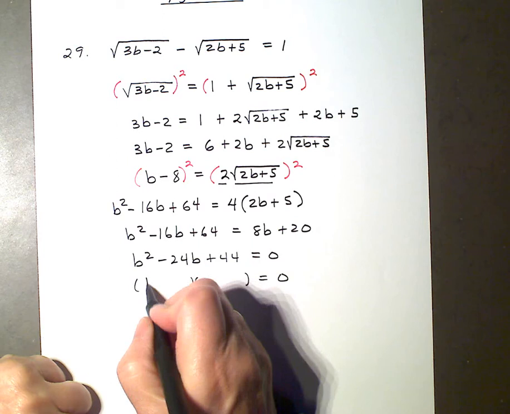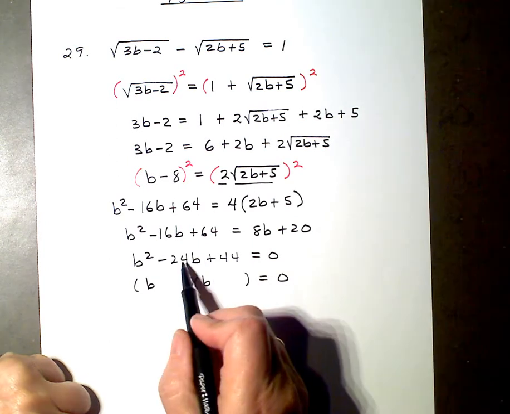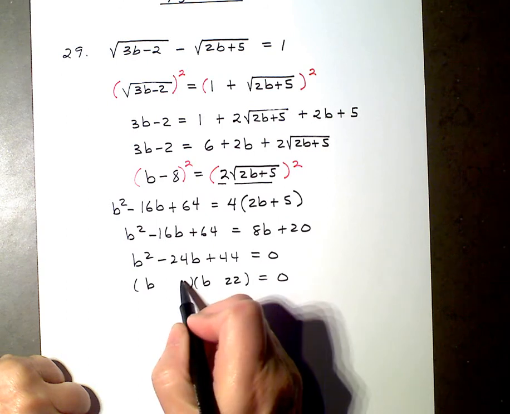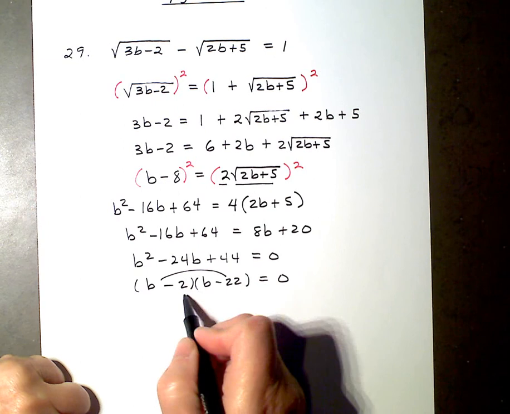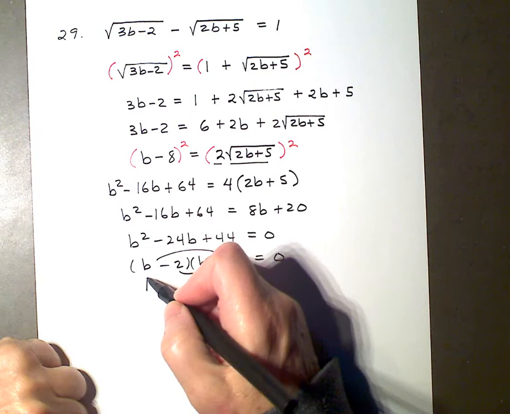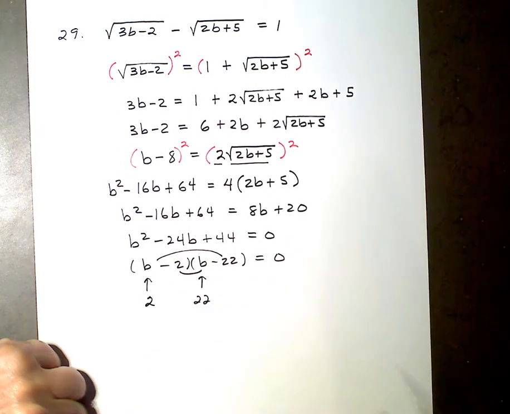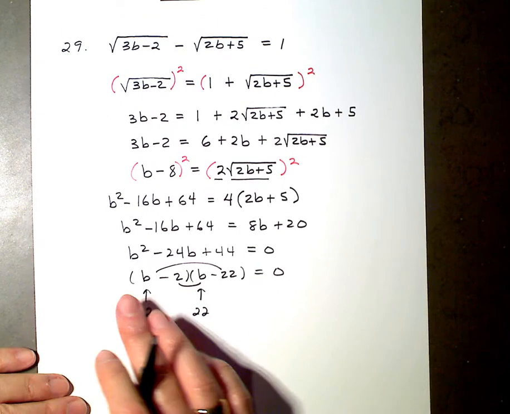First terms are b. Factors of 44 that have a sum of negative 24, I'm thinking of 22 and 2. So negative 22b and negative 2b gets me my negative 24b in the middle. So my initial solutions are a positive 2 and a positive 22, but of course I'm going to have to check both of those in the original equation. So let's go with 2 first.